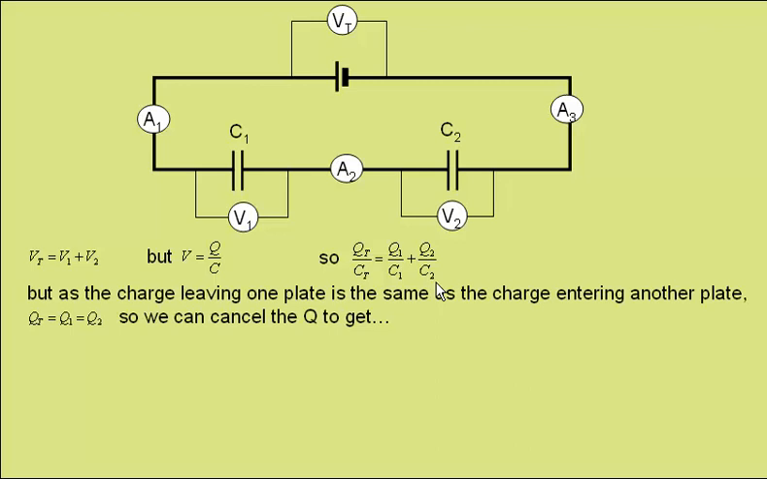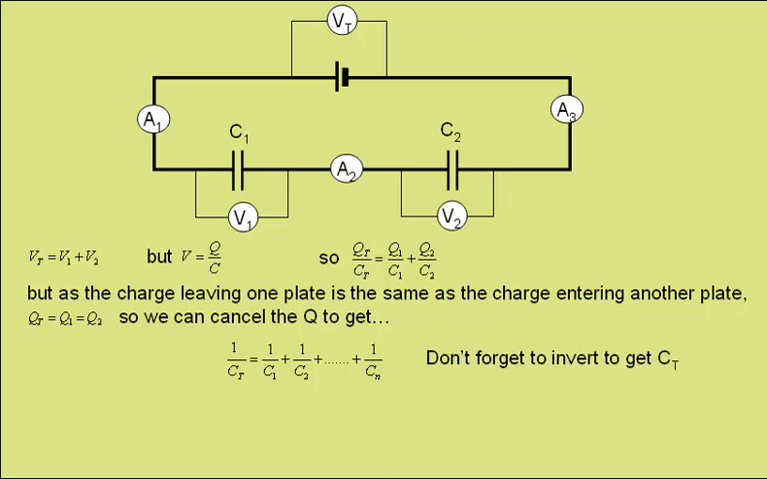But the charge leaving one plate is the same as the charge entering another plate, so a certain amount of positive charge will leave the cell, travel onto this plate, making the same amount of charge leave this plate to enter this plate, and leave this plate to go back to the cell. So we can say that the total charge is equal to the charge on capacitor 1 and the charge on capacitor 2, allowing us to cancel the Q's to get 1 over the total capacitance is equal to 1 over capacitor 1 plus 1 over capacitor 2, and if we had n capacitors we'd add them all up to 1 over capacitor n.